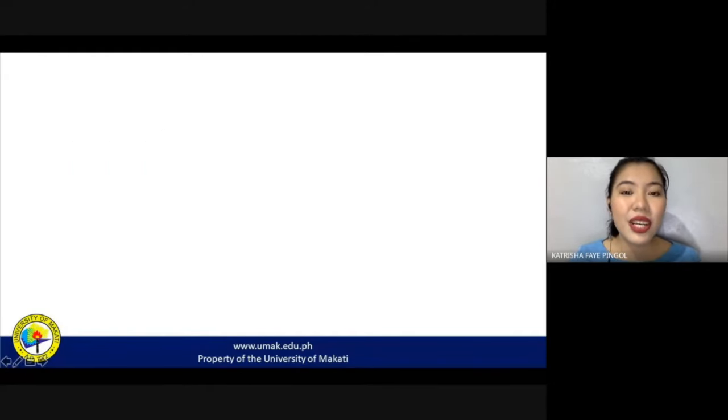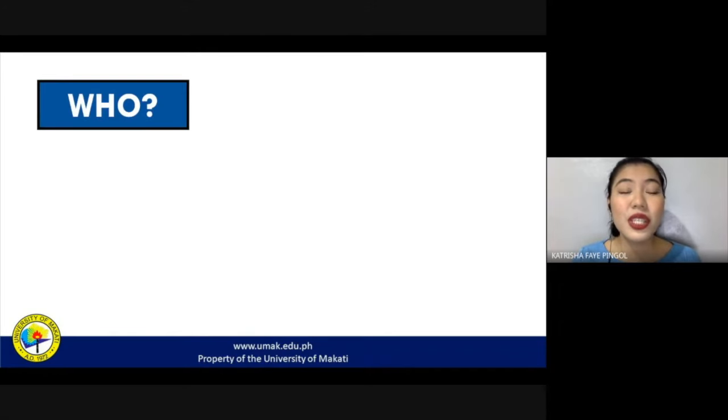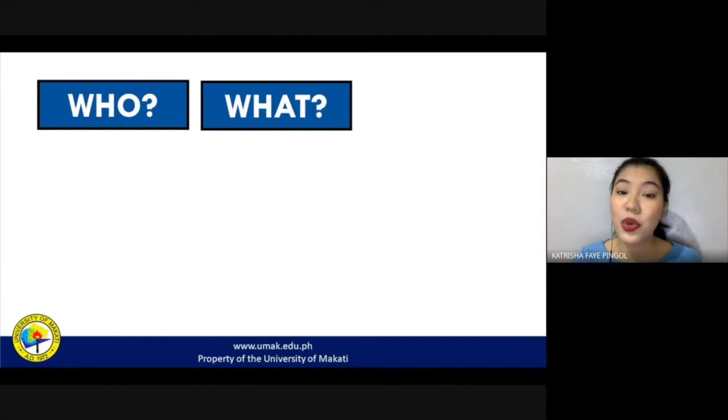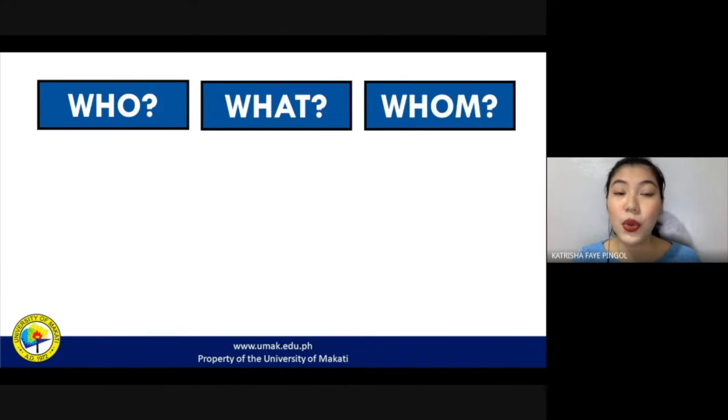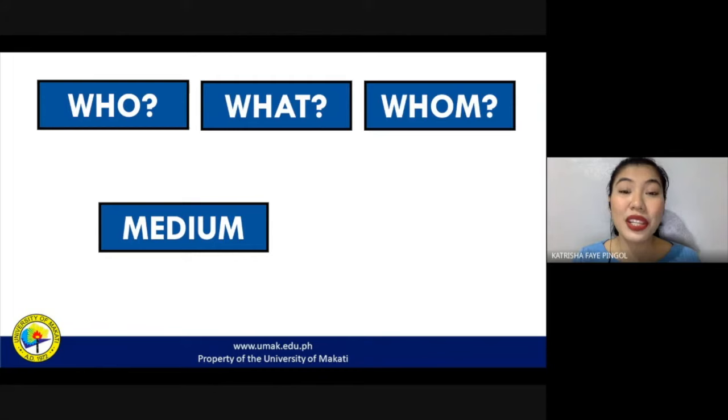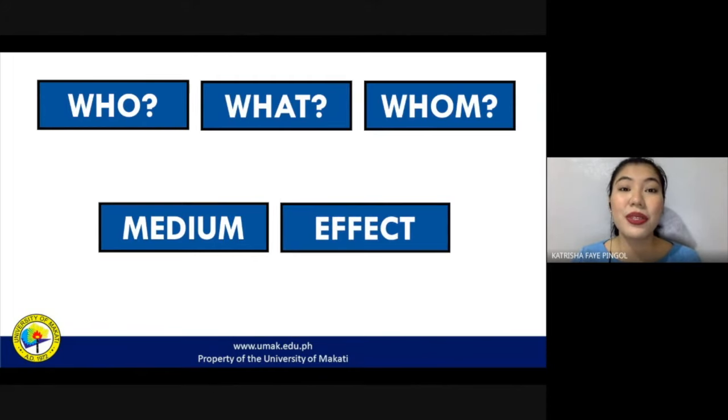Now let's take a look at these different elements that are involved whenever we communicate in public, or these are certain things that we really have to consider, to think about even before we deliver the speech. The first one is answering the question, who? Second is what? Third is whom? The fourth one is the medium. And then, of course, the effect. So let's talk about it one at a time.